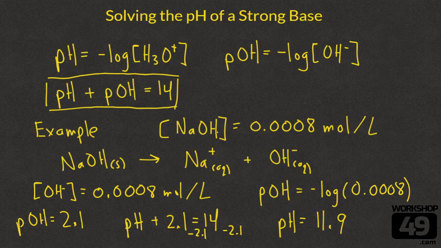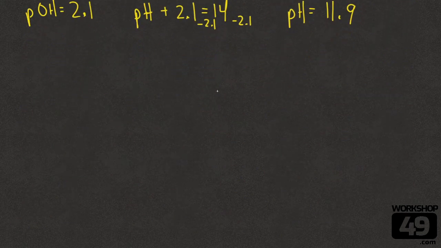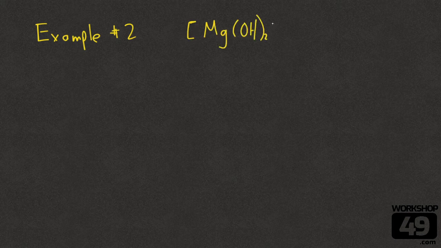Let's go ahead and do one more example. I'll move this up, and this time we're going to have, for example number 2, maybe a bit more of a fun base. Example number 2 is going to be a concentration of magnesium hydroxide, and it's equal to, we're going with scientific notation this time, 3.2 times 10 to the negative 5 moles per liter.